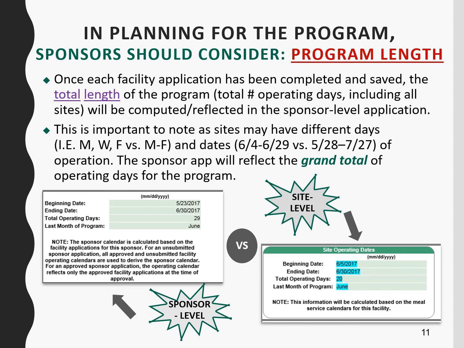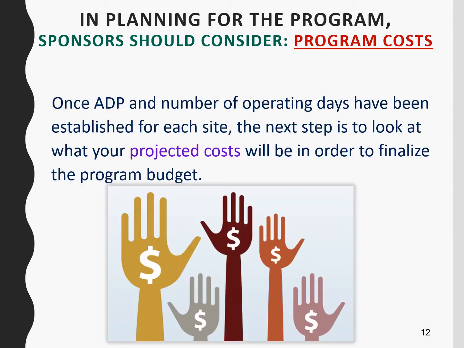In the example below, you can see on the sponsor level application that the program will be running from May 23rd to June 30th, or 29 total operating days. On this particular site level application, you'll note that it is only operating from June 5th to June 30th, or 20 operating days. The next thing to consider when planning for your program is program costs.